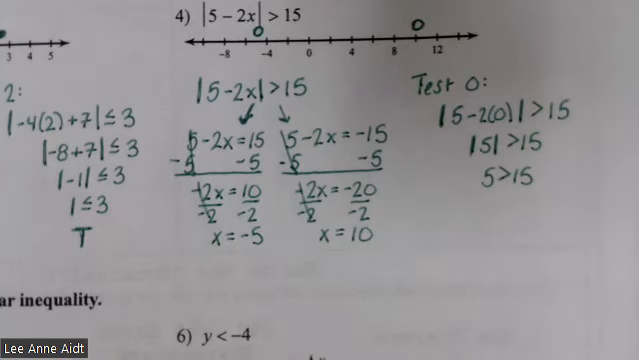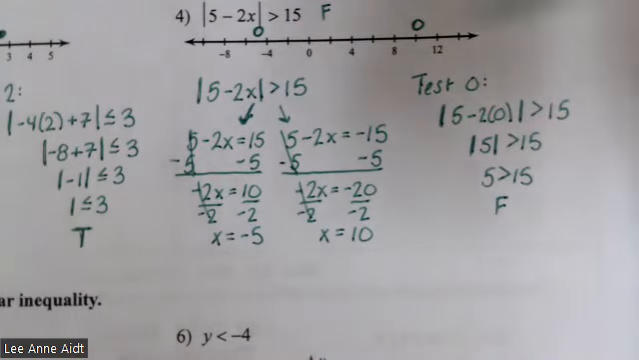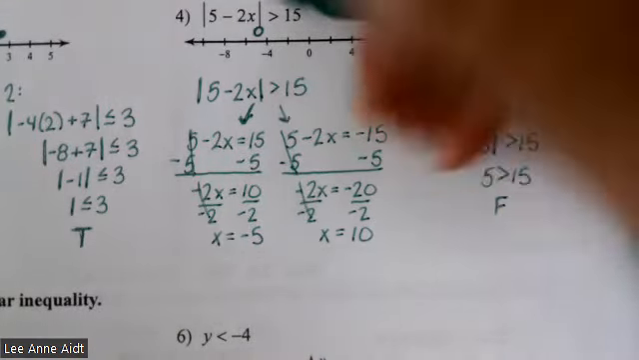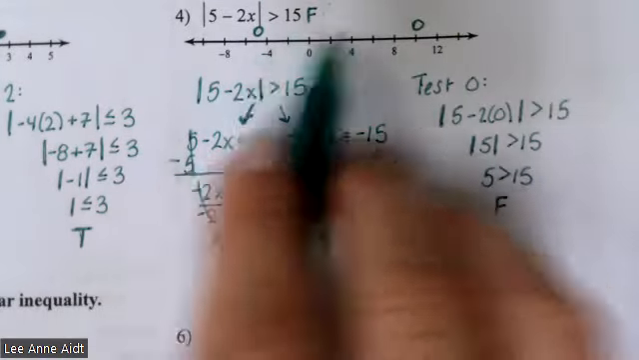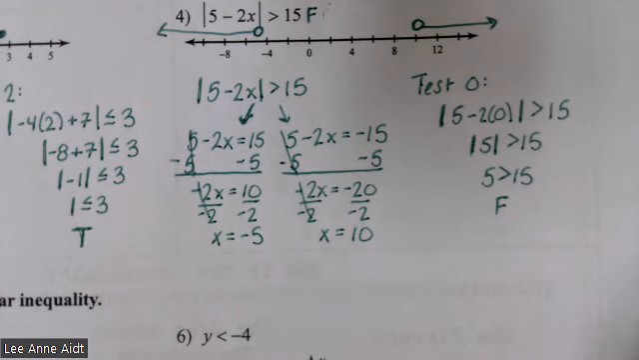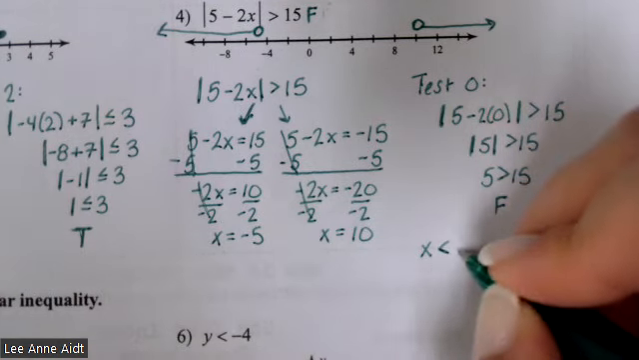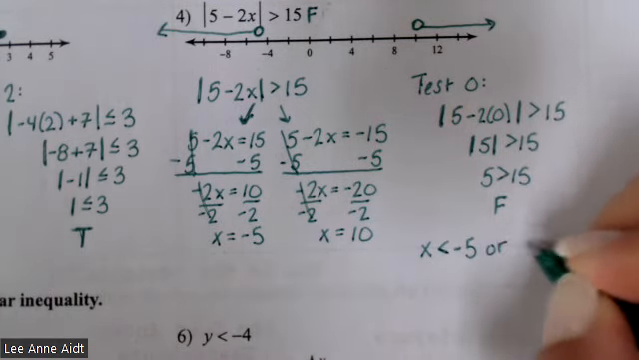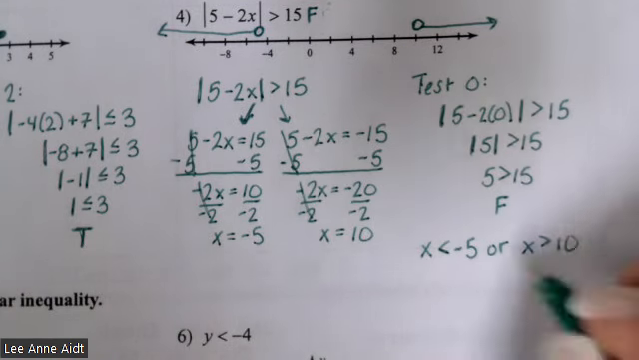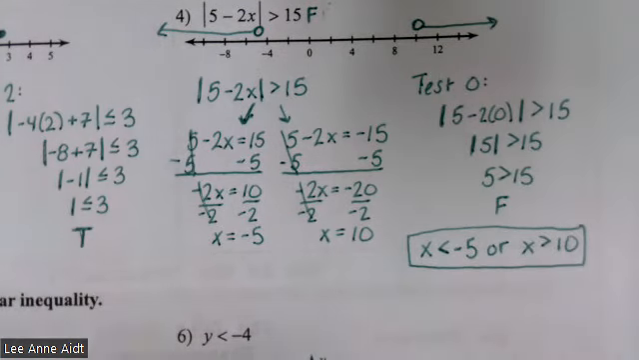Is 5 greater than 15? No, let's ask Crocky. No, he says no. Hold on, that's in the wrong spot. Not that it really matters. It just matters that it's false between them. So x is less than -5 or x is greater than 10. And my arrows are going out just like my arrows are going out in the picture.